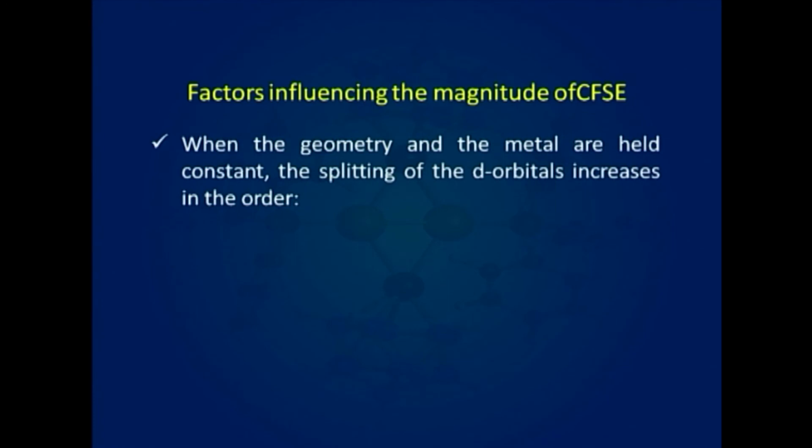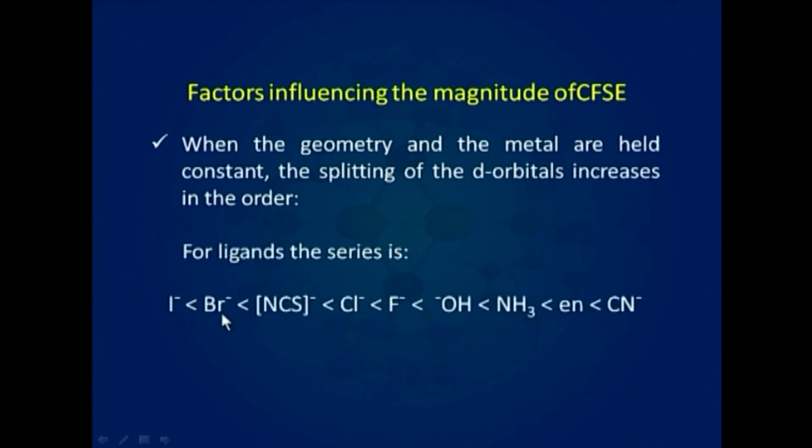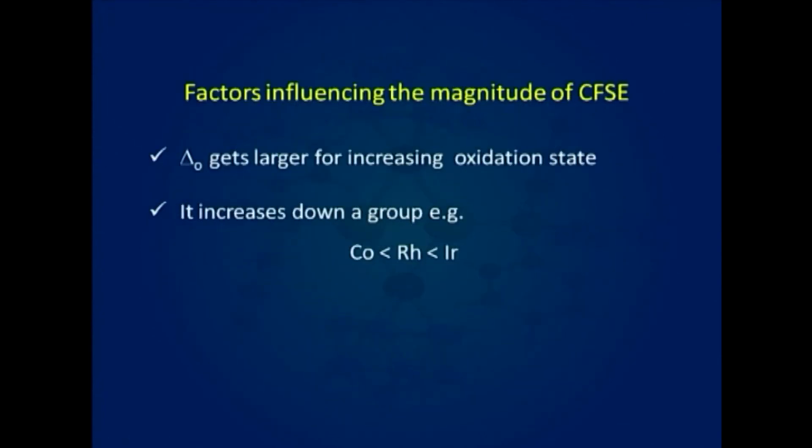When the geometry and the metal are held constant, the splitting of the d orbitals increases in the order I-, Br-, NCS-, Cl-, F-, OH-, NH3, en, CN-, that is from weak field towards strong field. Delta O gets larger for increasing oxidation state. It increases down the group. Example, for Ir, delta O is greater than Rh, and for Rh, delta O is greater than Co.